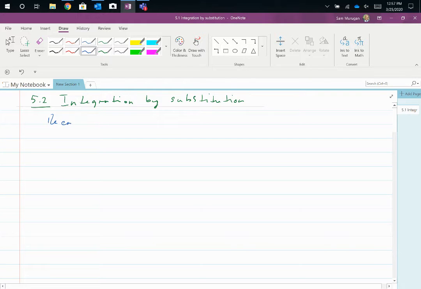Recall that the chain rule said that if we took the derivative of u to the power n, that would be equal to the derivative of u to the power n, the prime of that, times the derivative of u.